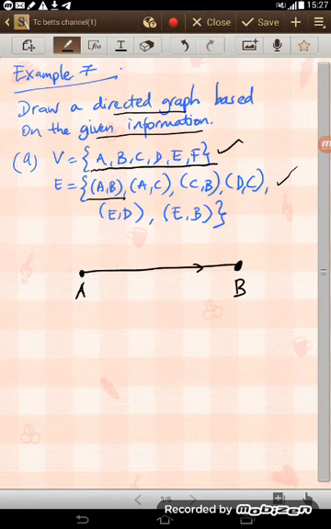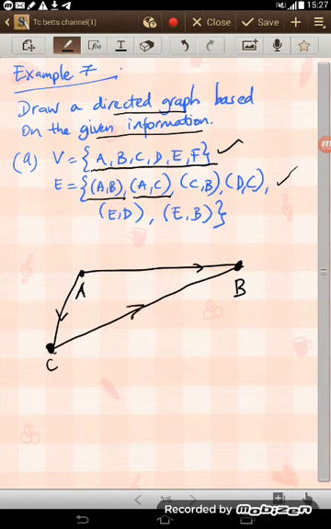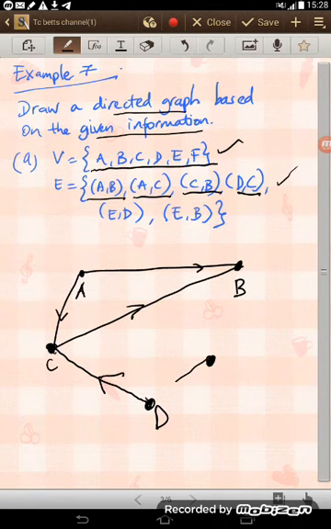And then AC, arrow. Okay, done. CB, done. DC, that means here is C, D maybe here. Okay. And then ED, maybe E here. Okay, this one we forgot the arrow, DC. And then ED, arrow like that. And then EB. Okay, you have done that.